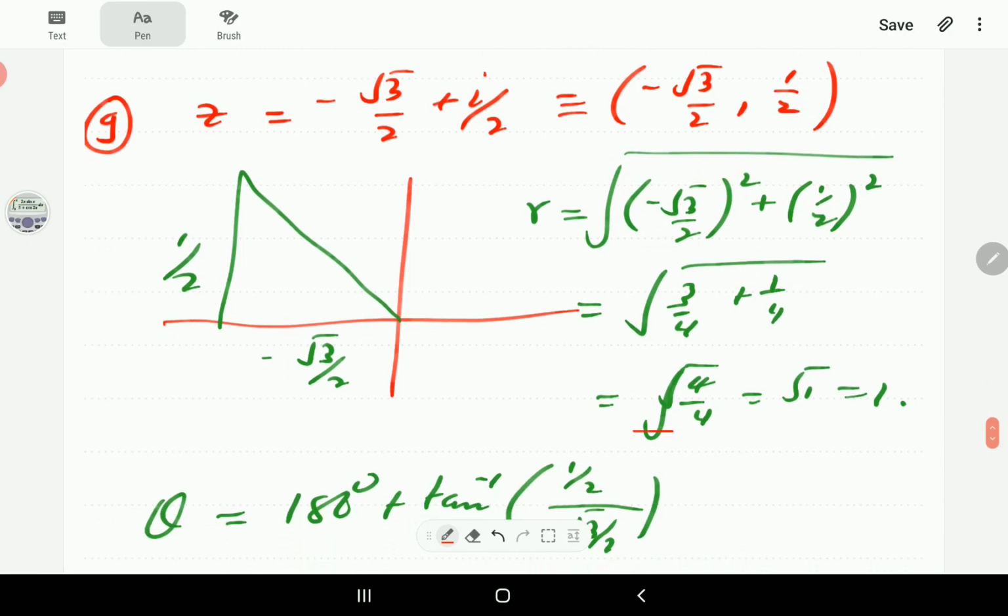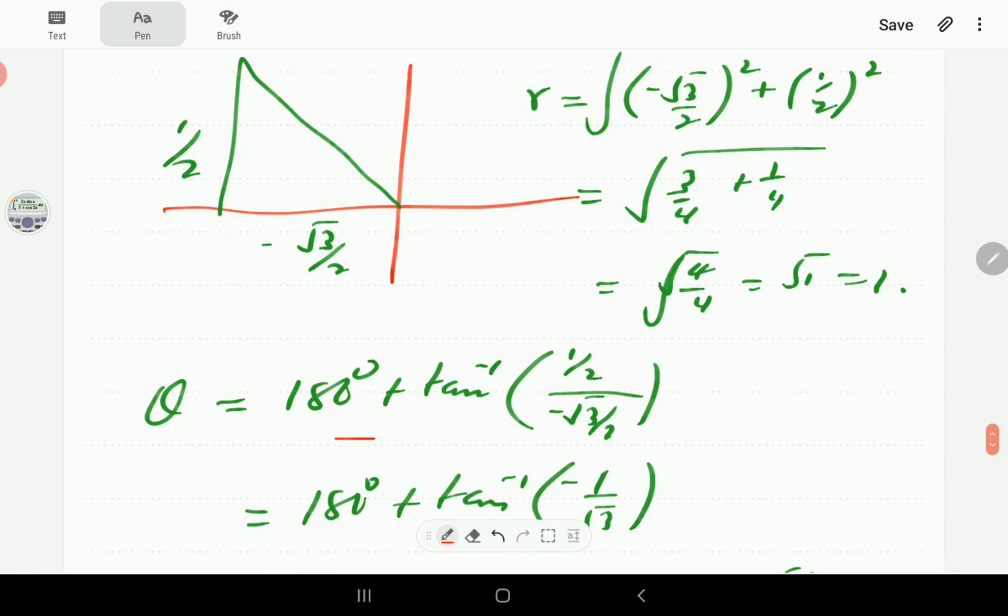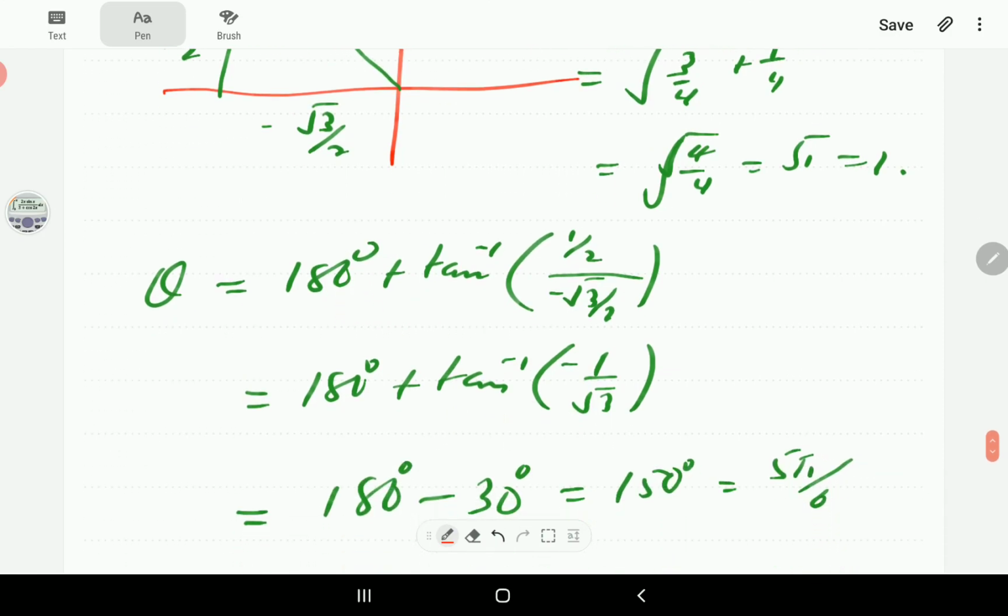Okay. For g, we've got -x and +y, so in the second quadrant. Then if you plug this into the formula, r is 1, and for theta, this is going to be 180 minus 30, so that's that.